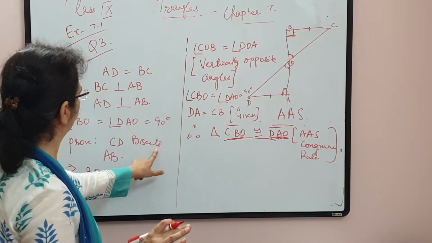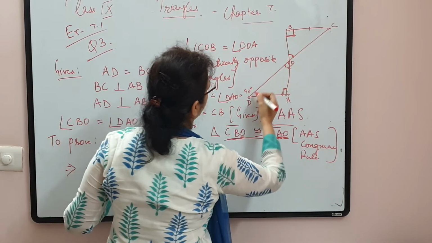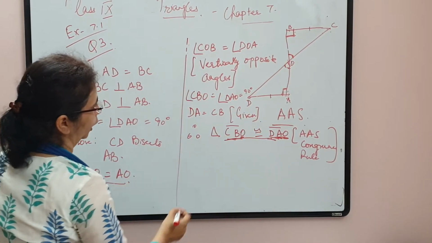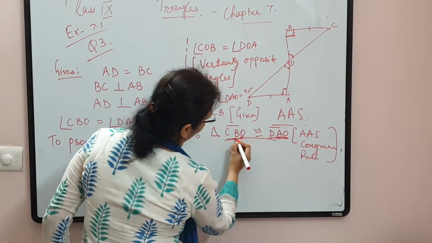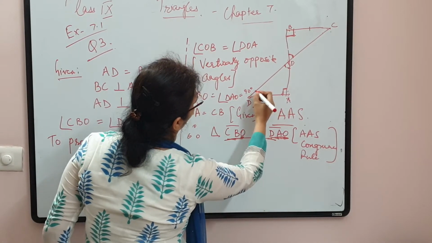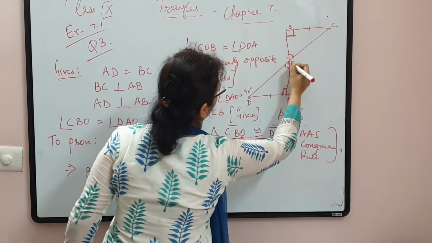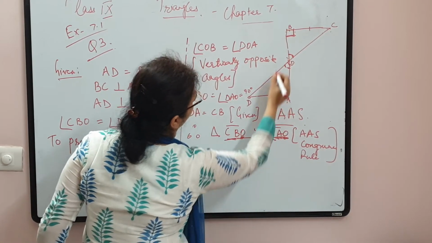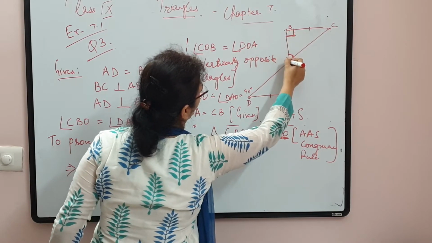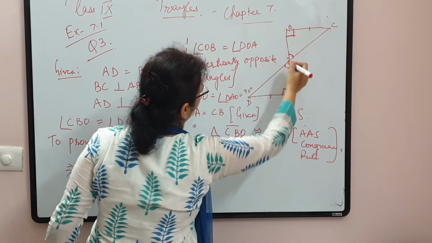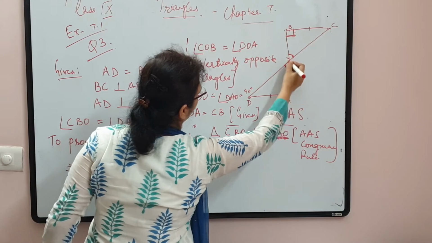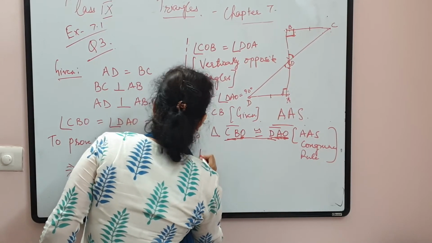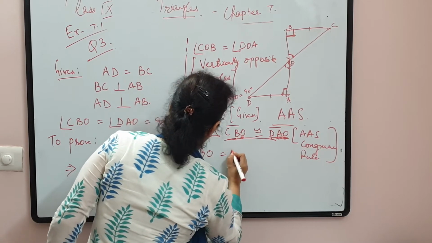That CD bisects AB. So that means you have to prove that BO is equal to AO. Now check. BO is equal to AO. Correct? It is appearing in the same order. BO is a part of triangle CBO and AO is a part of the triangle DAO. That means BO is equal to AO.